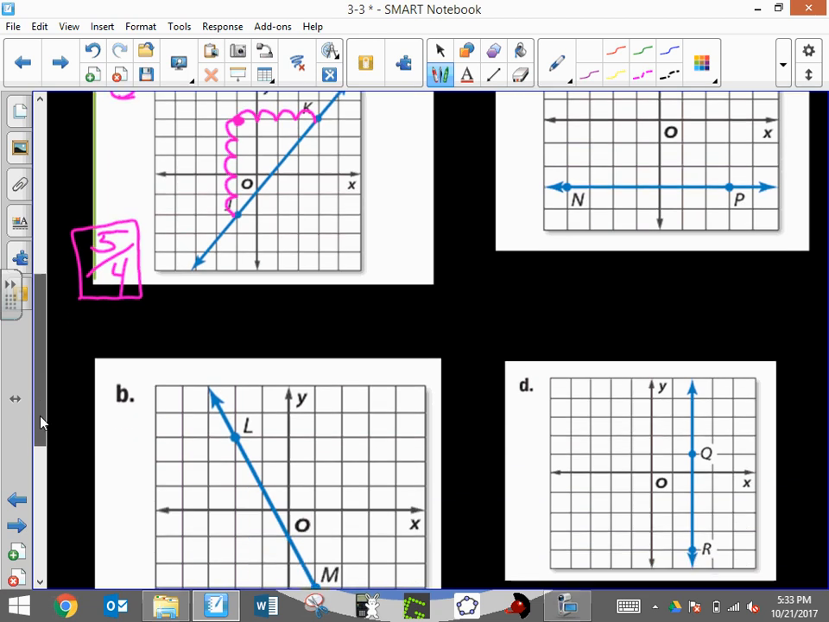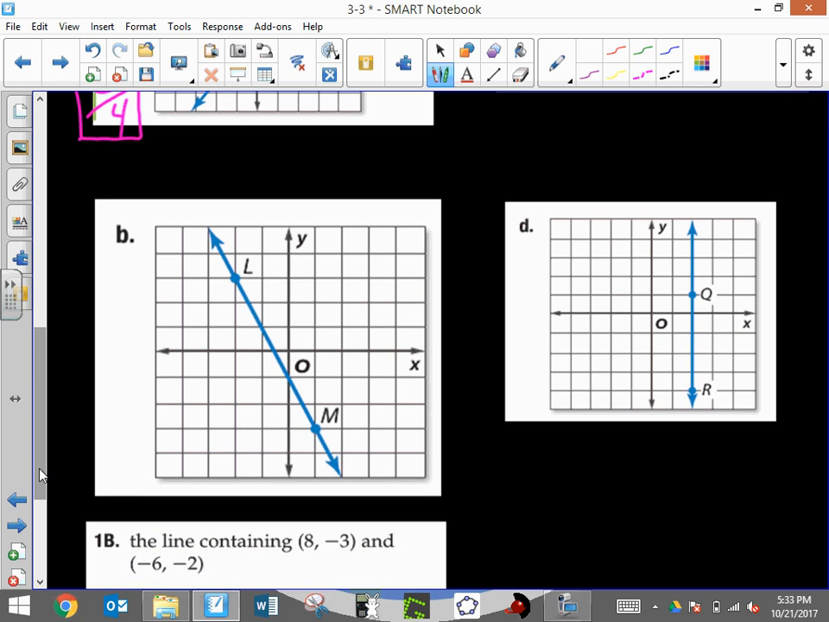I'm going to scroll down and look at letter B, and I want to do the same thing. I'm going to start by going from point L to M. It really doesn't matter which point you start with, just as long as you get your negatives and positives correct in whichever direction you go. So from letter L to M, I'm going down 1, 2, 3, 4, 5, 6. Since I went down, that's going to be a -6. And then I'm going to the right, 1, 2, 3. To the right, that's going to be a +3. Now I can reduce this to a -2. So my slope is going to be -2 on this one.